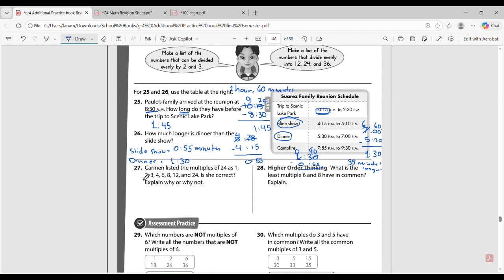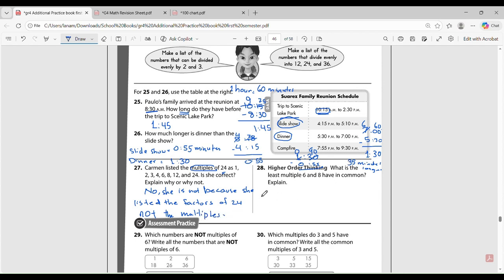Now Carmen listed, this is question 27. Carmen listed the multiples of 24 as 1, 2, 3, 4, 6, 8, 12, and 24. Is she correct? Explain why or why not. She's incorrect. No, she's not. Because she listed the factors of 24, not the multiples.